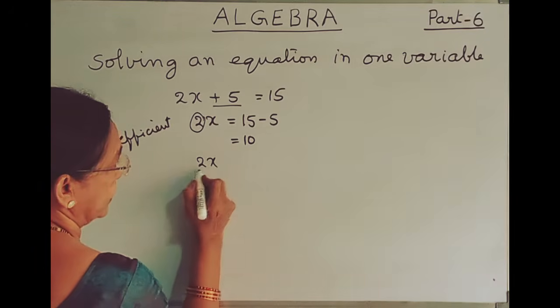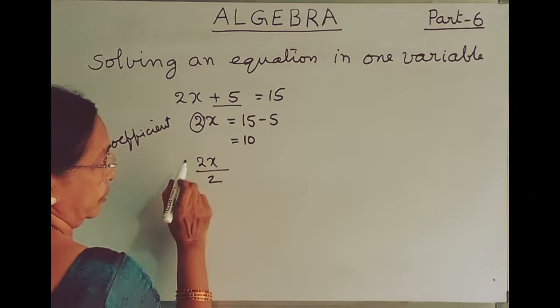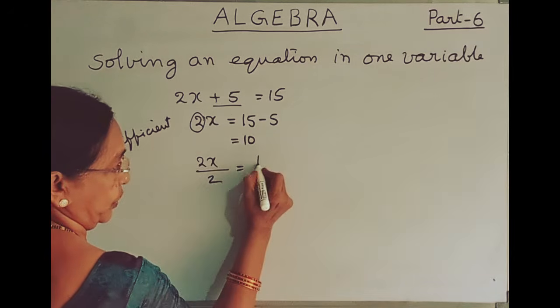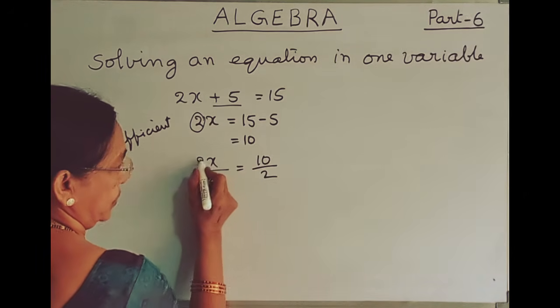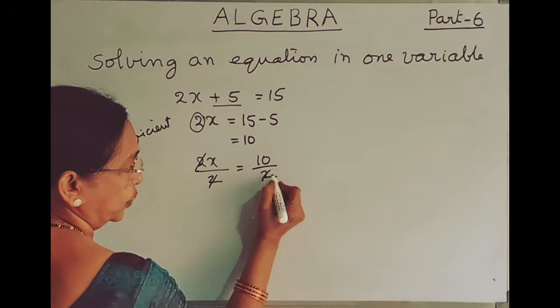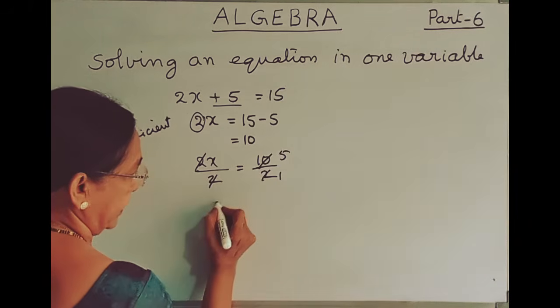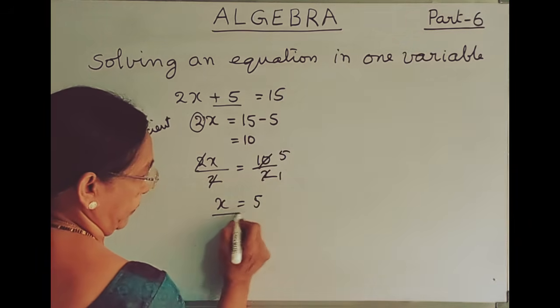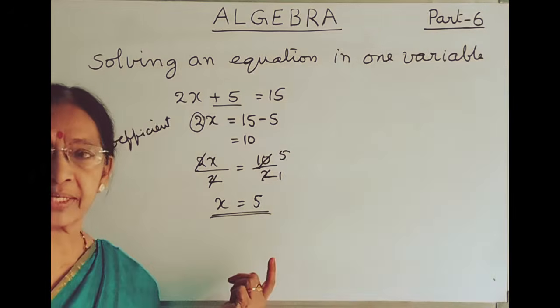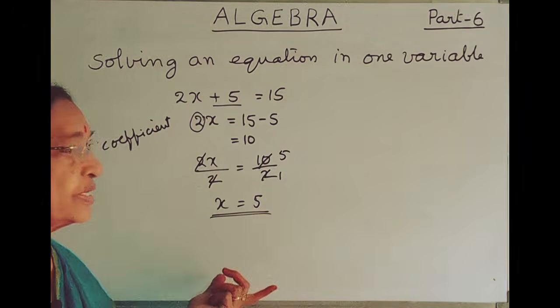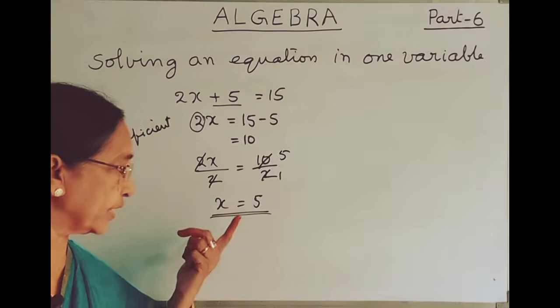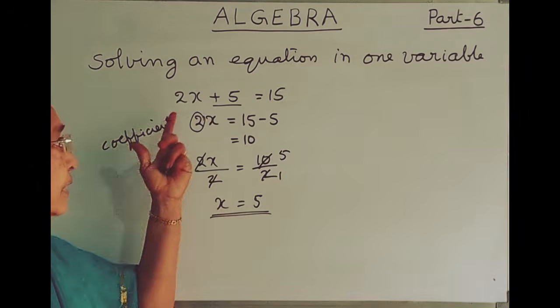That means 2x by 2, dividing both sides by the coefficient, is equal to 10 by 2. So 2 gets cancelled. 2 ones, 2 5s 10. Therefore x is equal to 5. So the value of the variable x is equal to 5. This is called solving the equation, finding the value of the variable in the equation.